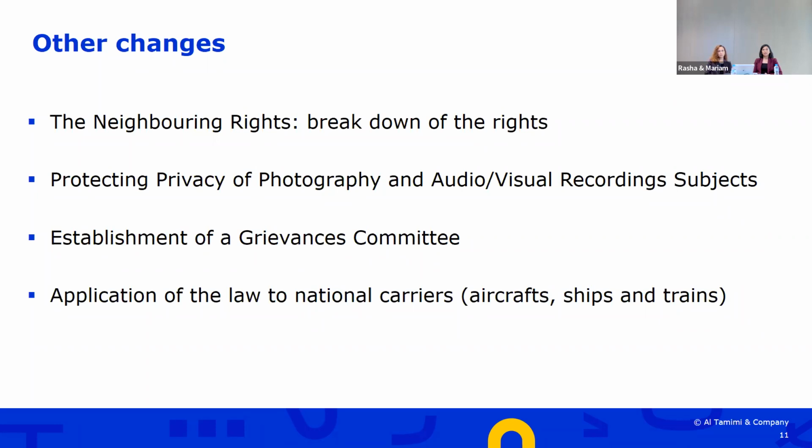It's the last point. Okay, and the last point that we would like to highlight, and actually this was at the very end of the law, is that this copyright law would apply to national carriers like aircraft, ships, and trains. This law would apply to it. This wasn't in the previous law, but it is now, so basically we would know what law would apply to national carriers.